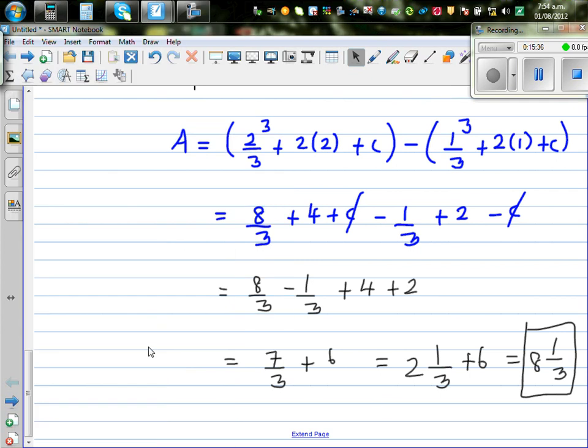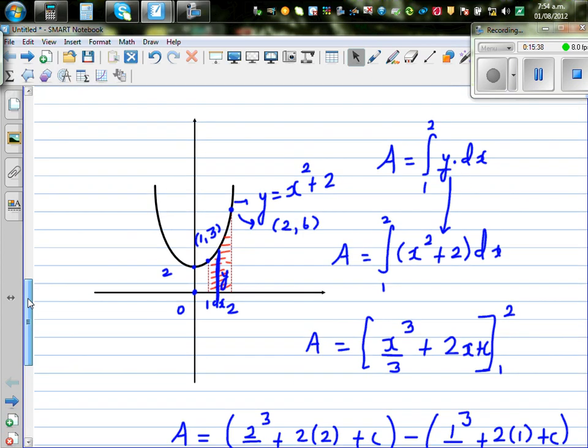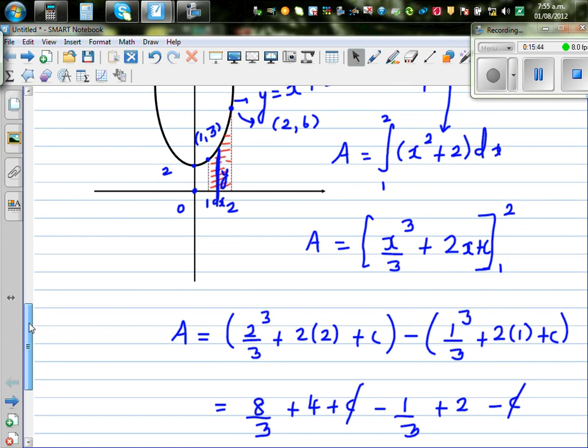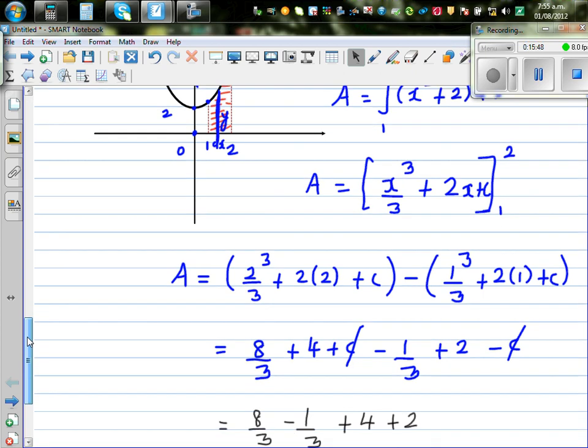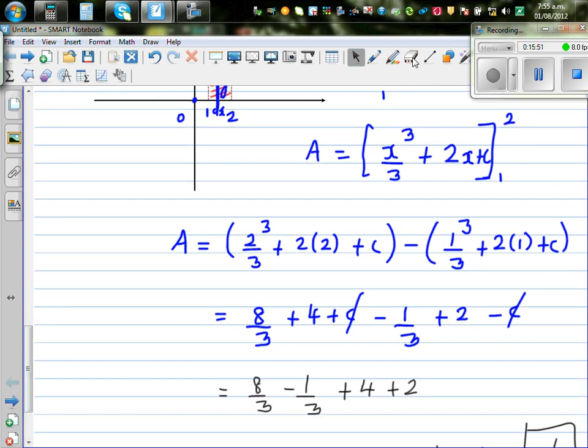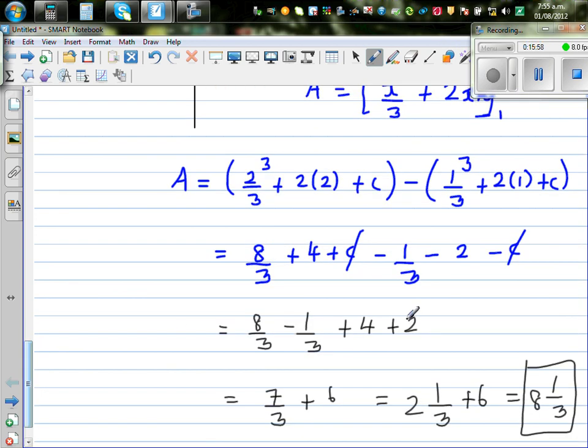4 1/3. Okay, I've done some mistake here. So let's check. Okay, what's the mistake here? Okay, so this is 2 cubed, is 8. Oh, yeah, gotcha. It's always good to check my answer. This is minus 2. Okay, this should be minus 2. So this is minus 2. This is minus 2. So this is plus 2. This is plus 2. And this is also plus 2.